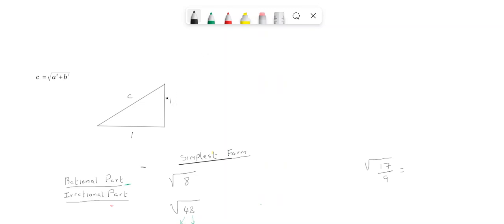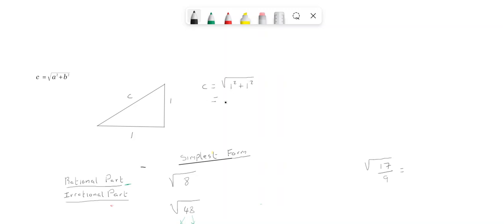In order for me to get the length from here to here, I can use Pythagoras' theorem. So the length c is going to be equal to the square root of 1 squared plus 1 squared.